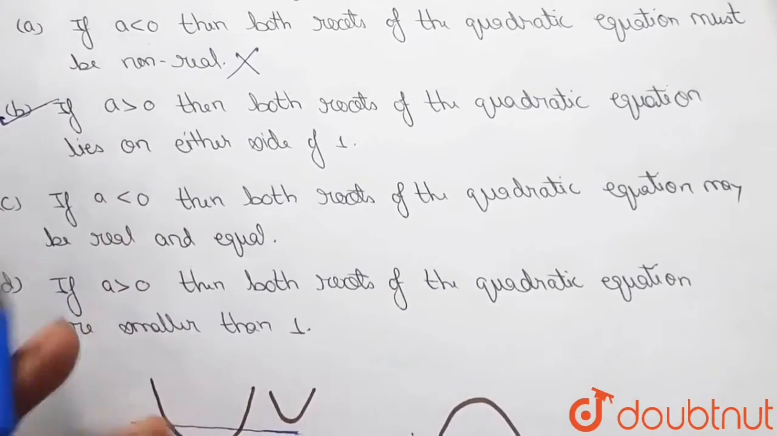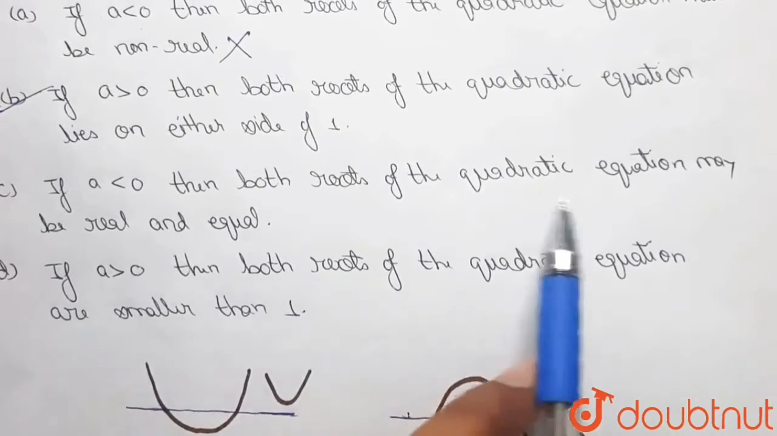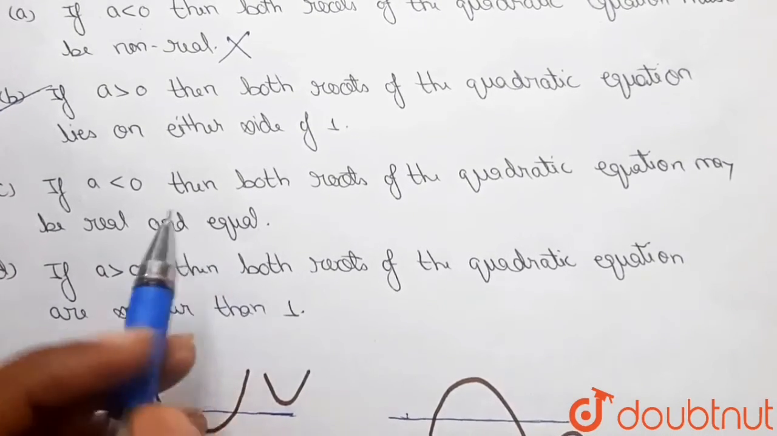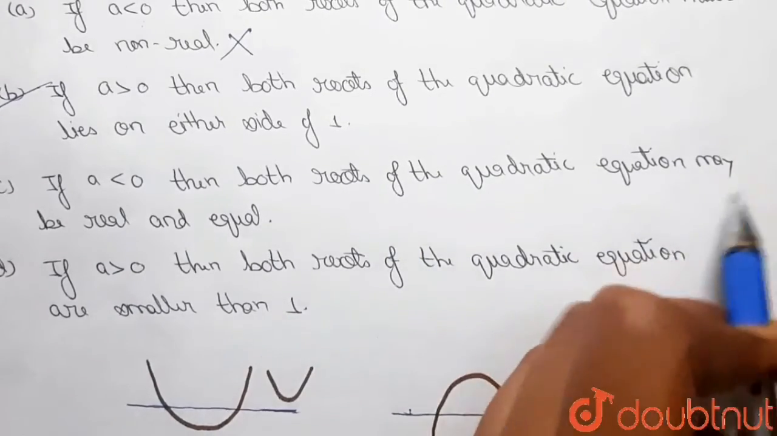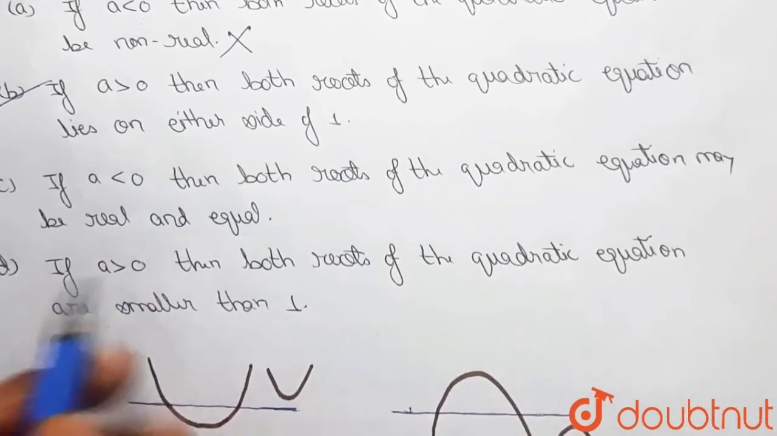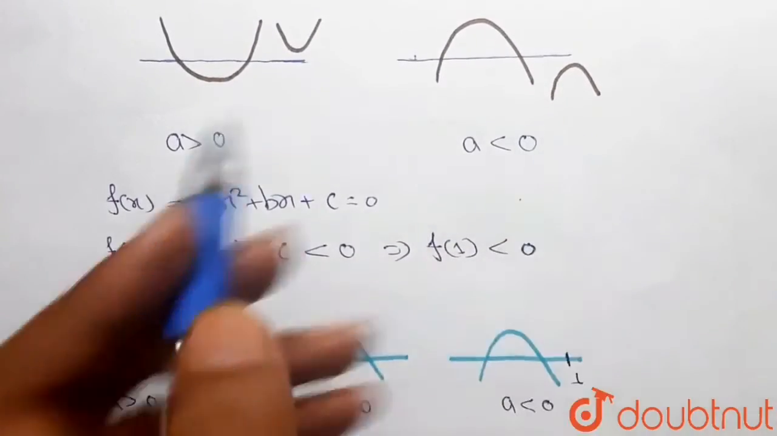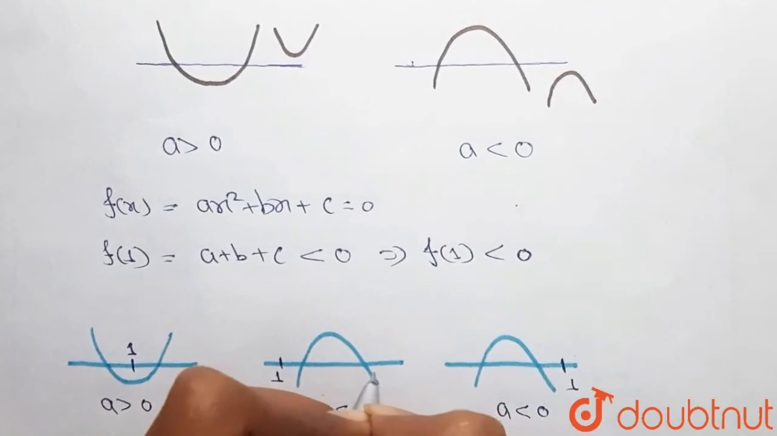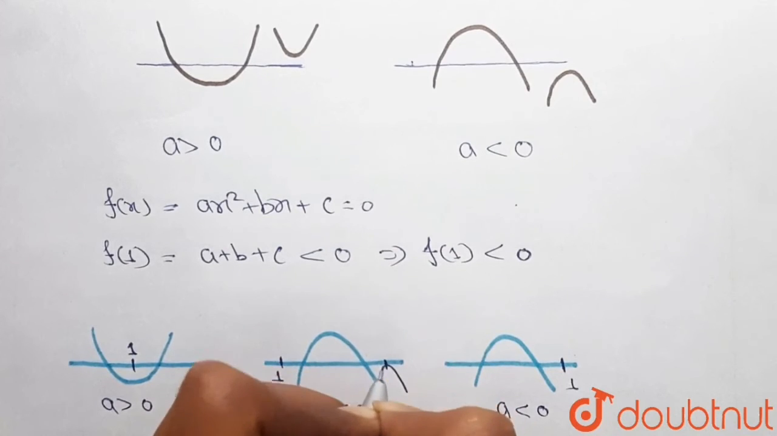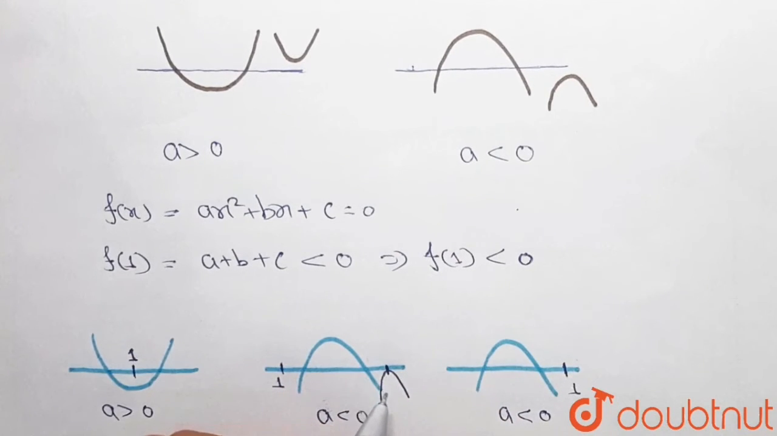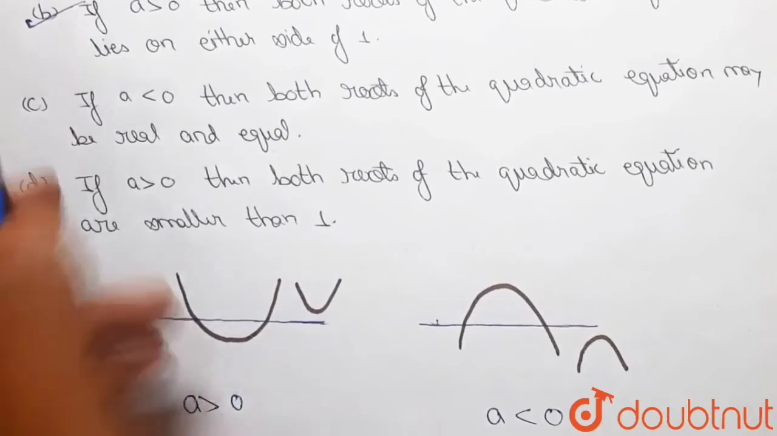Now option C says if a is less than 0, then both roots of the quadratic equation may be real and equal, right? So this can be true, because it says that the roots of the quadratic equation may be real and equal. Yes, the roots can be equal if your graph is like this, touching the x-axis at only one point, then both the roots may be equal, right? So this can be true. So option C is also correct.